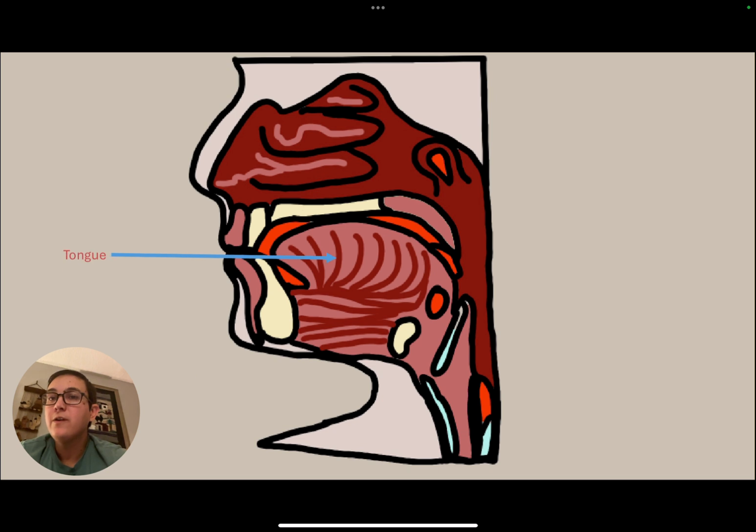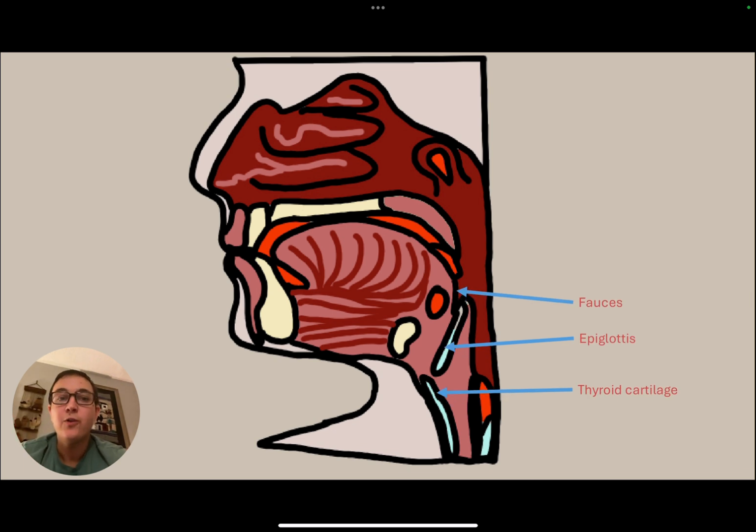We have then also the tongue, and above it the soft palate and uvula, which are continuous. The soft palate is continuous with the hard palate there. Then we have some openings. We have the fauces, which is the opening from the oral cavity into the oropharynx. We have the epiglottis, which is attached there to the thyroid cartilage, which covers the opening of the trachea to prevent food or liquid from entering the trachea when you are swallowing.